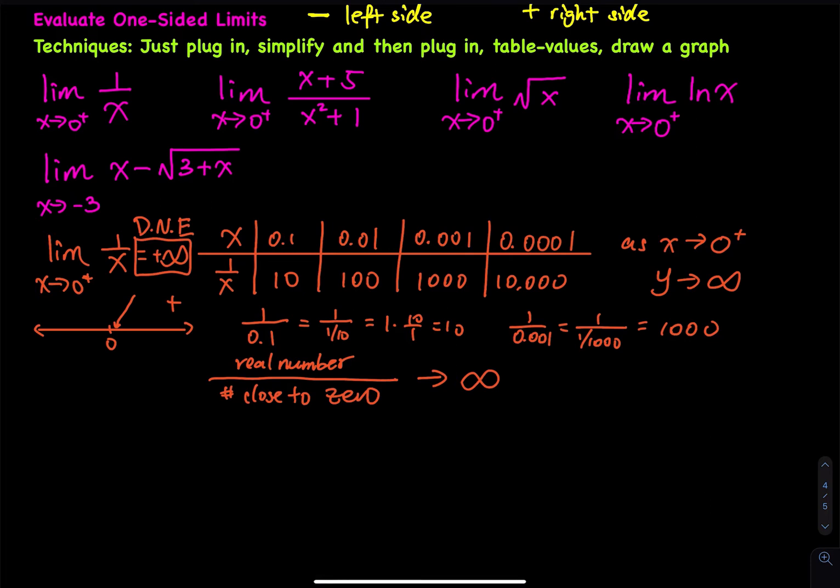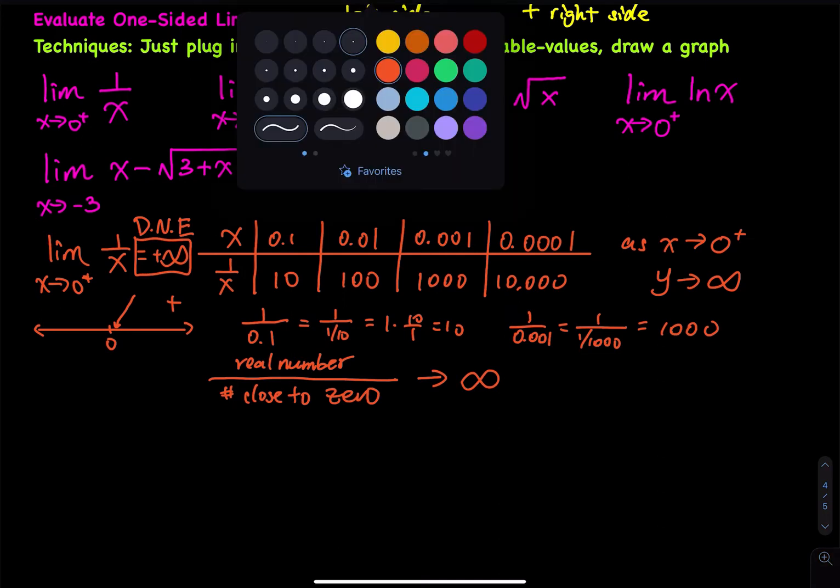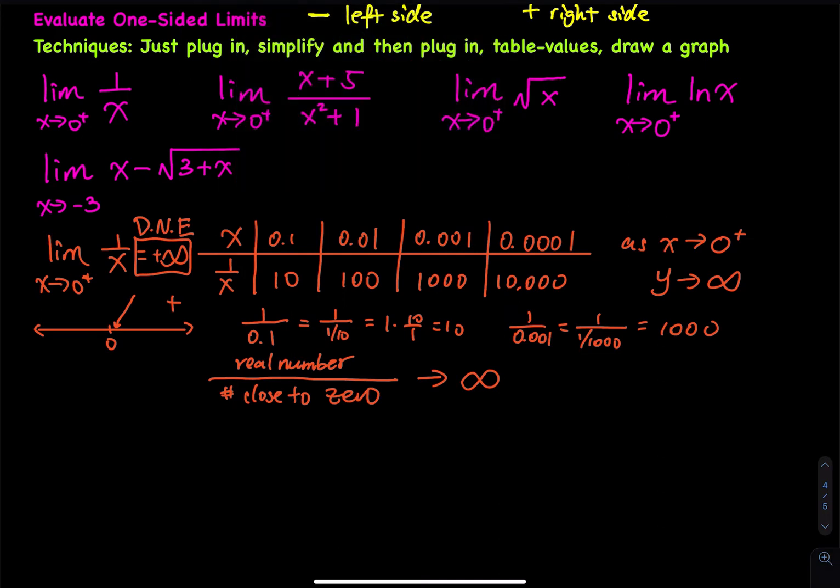All right. So take a look at number 2. Let's do this in another color. Number 2, we have the limit as x approaches 0 from the right of x plus 5 divided by x squared plus 1.